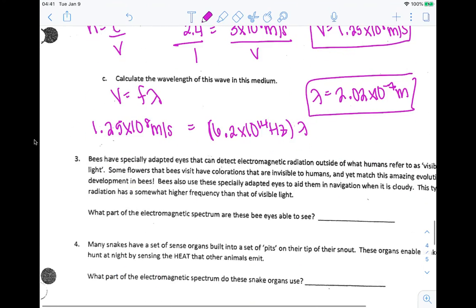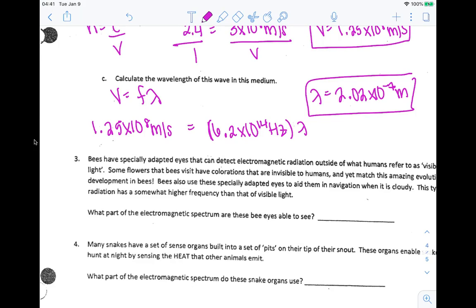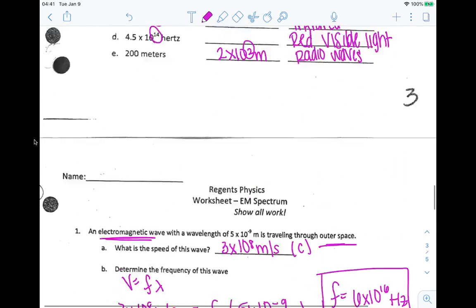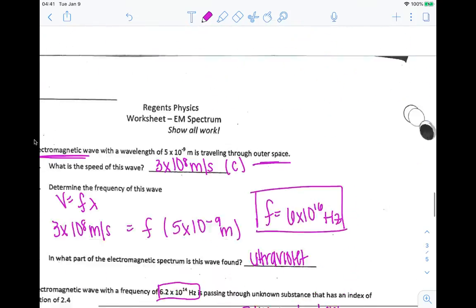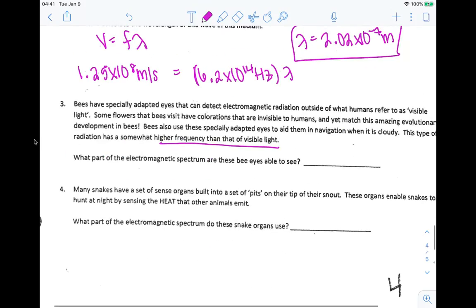Well, they tell us that it is a higher frequency than visible light. So, we go up to our chart. Visible light is 10 to the 14. We want a higher frequency. The higher frequency would be ultraviolet. You know that you can get sunburned even on a cloudy day, and that comes from ultraviolet radiation. So bees are able to see with ultraviolet.